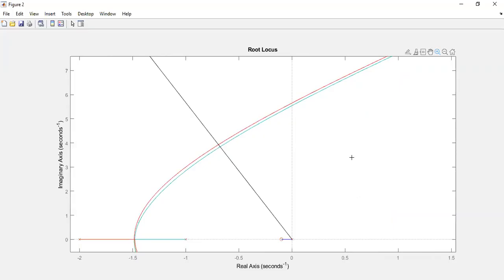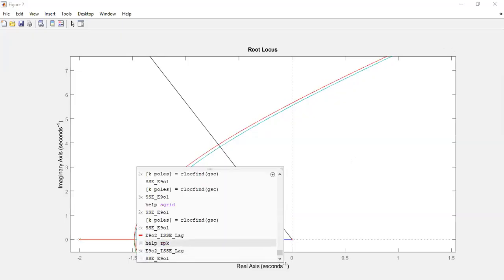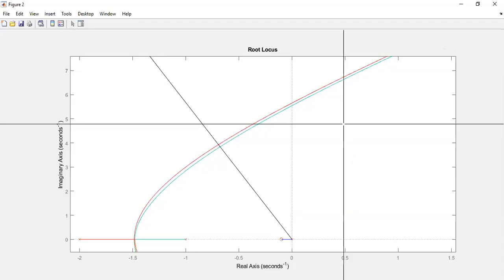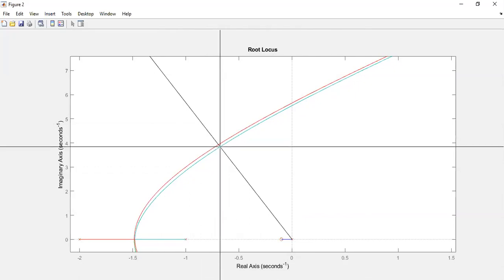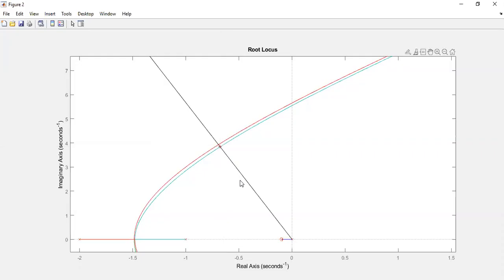Now, what about the changes in the gain? For finding the changes in the gain, there is another instruction that you have to write, that is rlocfind. Rlocfind actually provides you the gain and the pole location. If we apply rlocfind, you will have a cursor like that, and you can select the point on the new root locus, the lower one, the blue one.